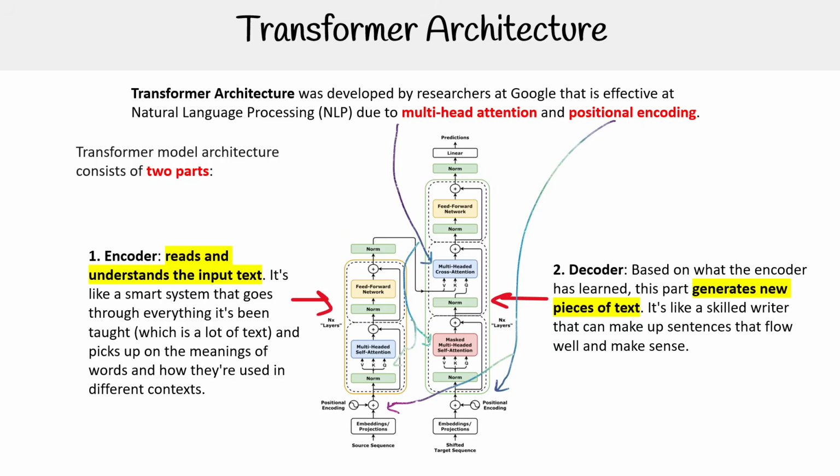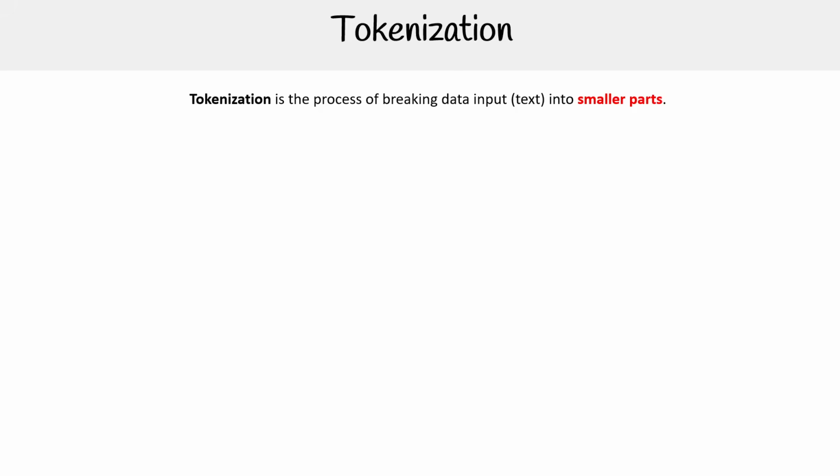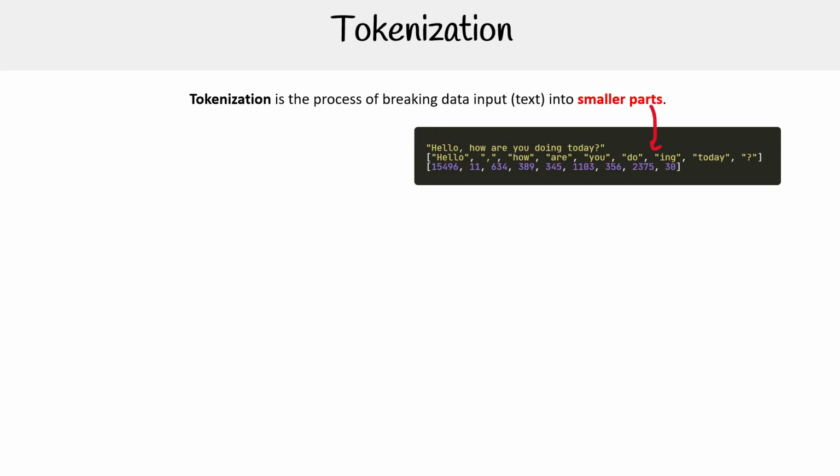So we didn't really describe them here, but there they are, and you'll see them up close in just a moment, okay? So tokenization is the process of breaking data input, and in most cases, text, into smaller parts. So here on the right-hand side, imagine you have a string, and you're going to break it up into its parts, which we represent as an array here. And then we're going to give each one a unique ID in the model's vocabulary.